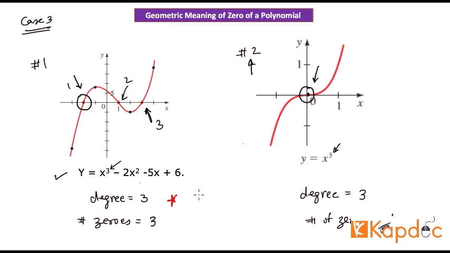Okay. Now let us take a look at some more graphs and try to spot how many zeros, or how many solutions, of those specific polynomials you will find respectively. Okay. Let's go take a look at that.